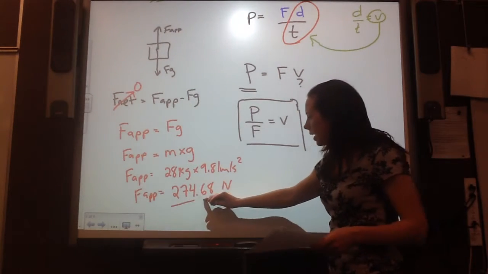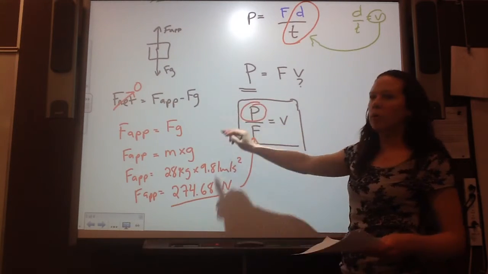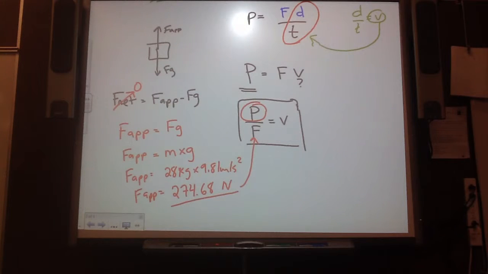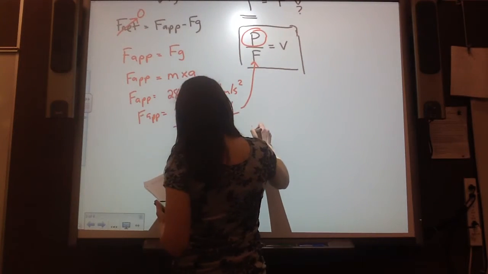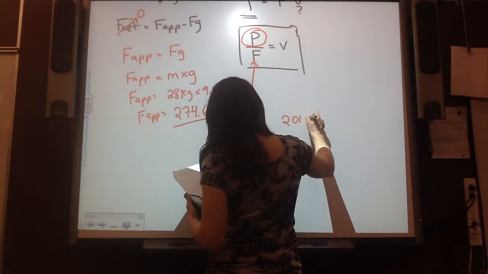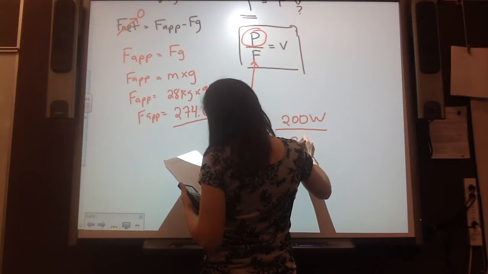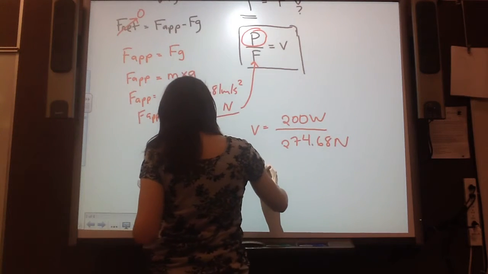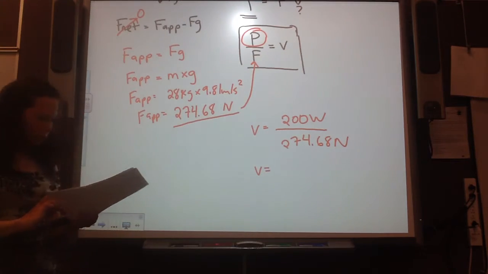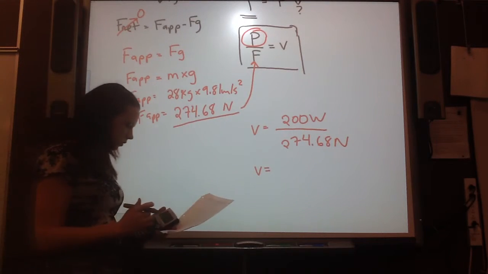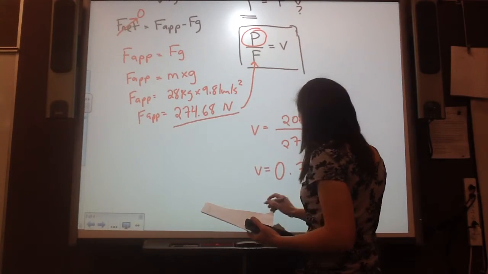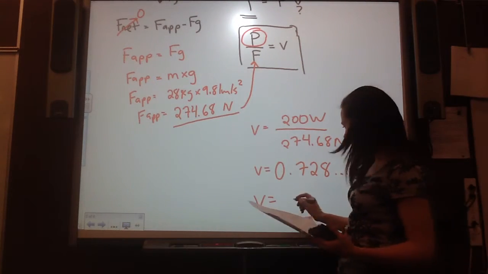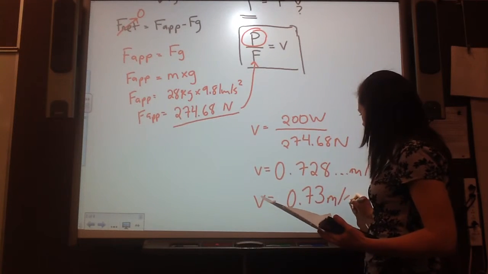Okay, so now we can take this and put it in there, and we were given power from the beginning. So now we have v is equal to our power, which was 200 watts, divided by 274.68 newtons. That is 0.728 meters per second. Two sig digs, so we need to go 0.73 meters per second.